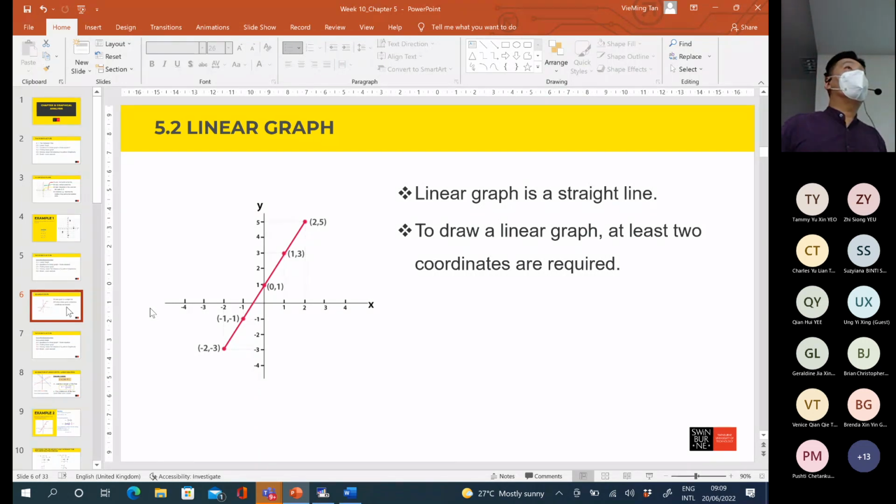In order to draw a linear line, we need at least 2 coordinates. Coordinates mean points. We need to jot down at least 2 points in order to draw a linear line. Like this is a linear line. For this line, how many coordinates are given? 1, 2, 3, 4, 5. We have 5 coordinates, or 5 points, given for this line.